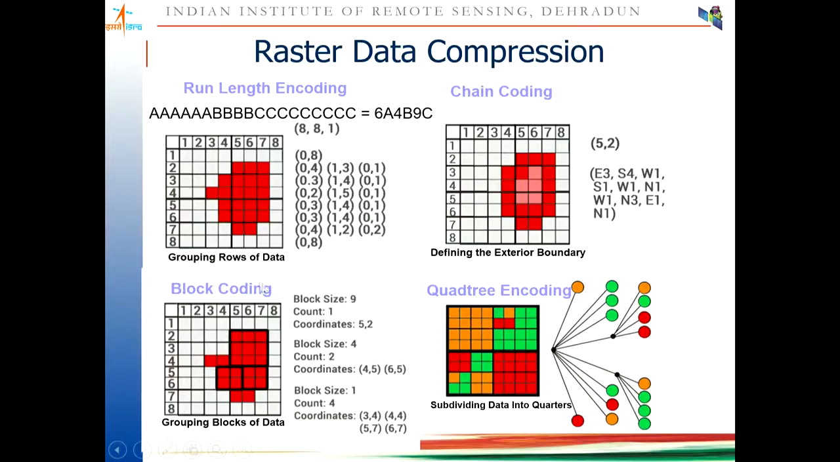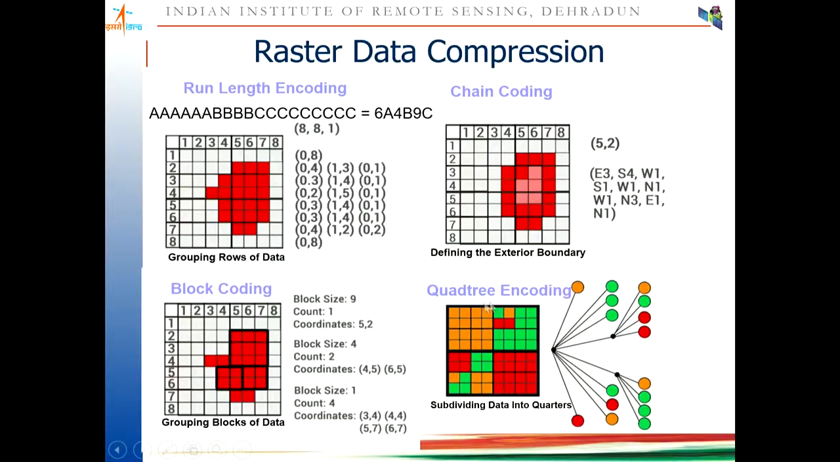Then we have another representation called block encoding. In this case, we look for the maximum size block and then go to smaller and smaller sizes. Here the biggest block is 3 by 3, a block size of 9. Then we take 2 by 2, and finally 1 by 1. So this whole geometry can be represented by one very large block, 2 medium size blocks, and 4 smaller unit blocks. That is represented here, and this is called block encoding.